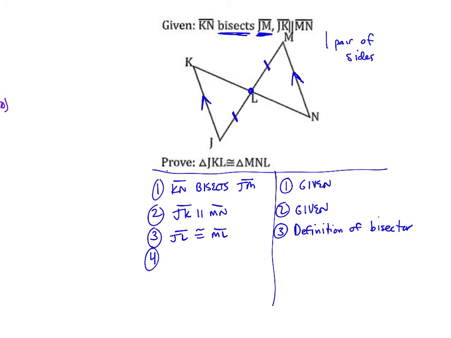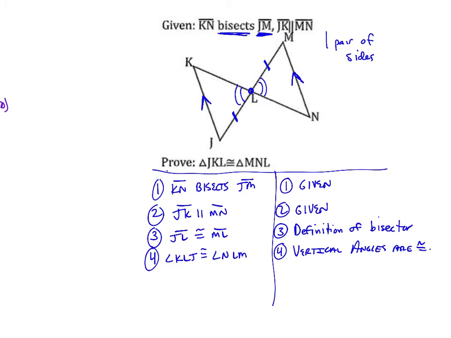So let's see what else I got. I'm hoping that you noticed these are vertical. Vertical angles come in very, very useful here. So I can say angle KLJ is congruent to angle NLM, and that's just because vertical angles are congruent. I'll just use this symbol for congruent.